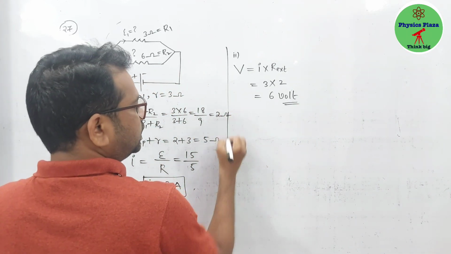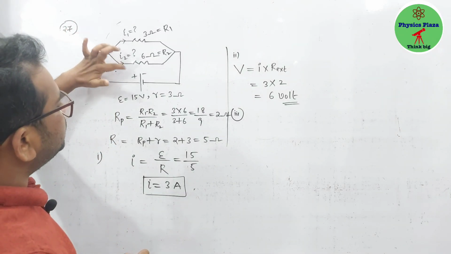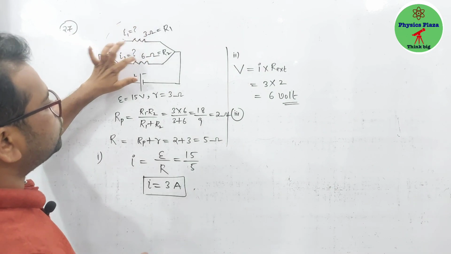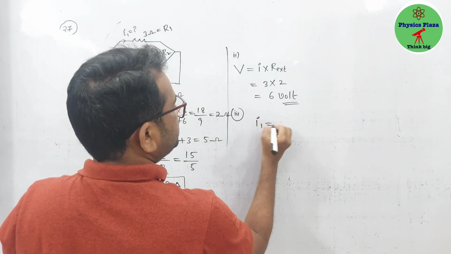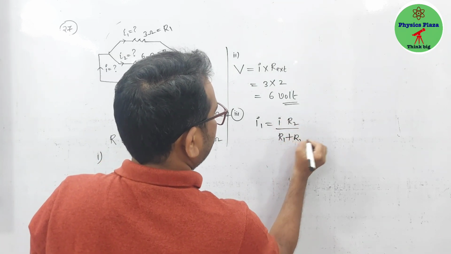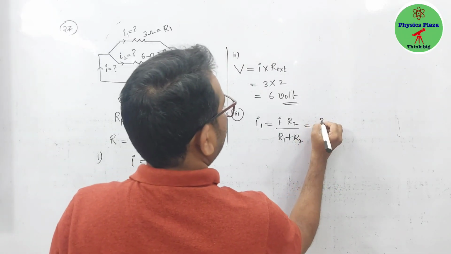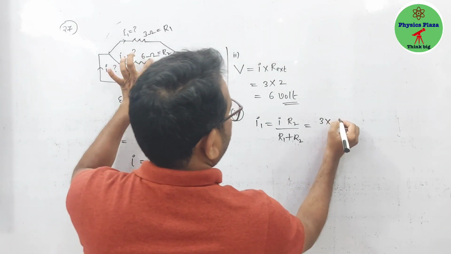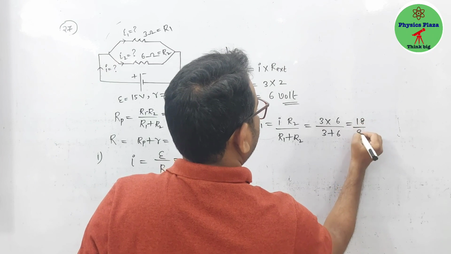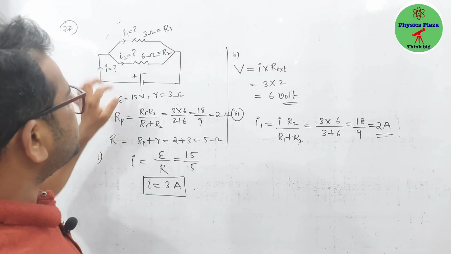Okay, now fine. Now third part, they are asking us to calculate the current at each and every branch. I mean, what is the current through 3 ohm? What is the current through 6 ohm? So let us say I1. So I1 is equal to I into R2 by R1 plus R2. So here I is how much? Total current, 3 ampere. So as per this question, it is 6 by 3 plus 6. This will be 18 by 9. So I1 is 2 ampere. So as I1 is 2 ampere, I can say I2 is 1 ampere.